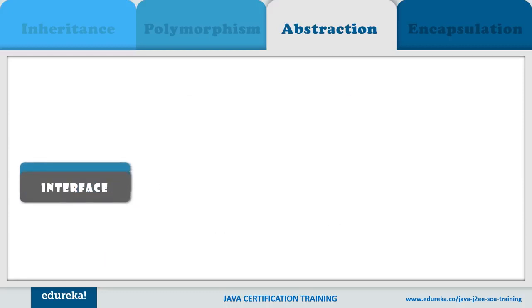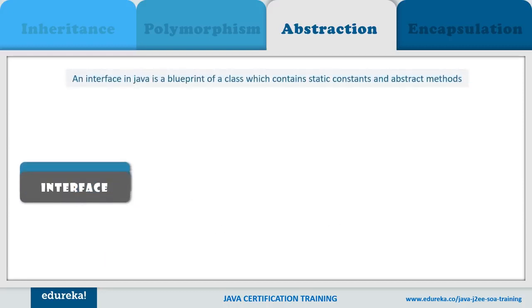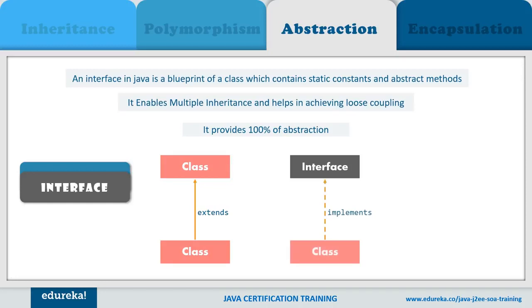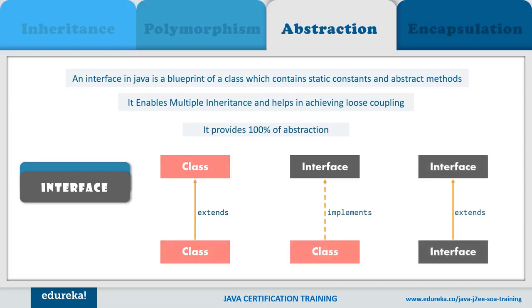Moving ahead, the better version of an abstract class is an interface. An interface is a blueprint for a class which will contain some constants and abstract methods. It enables multiple inheritance and helps in achieving loose coupling. A class can extend a class, and a class implements an interface. This is one of the major differences between classes and interfaces. We have interface to interface inheritance as well. Abstract classes and interfaces we'll see practically in our other sessions.